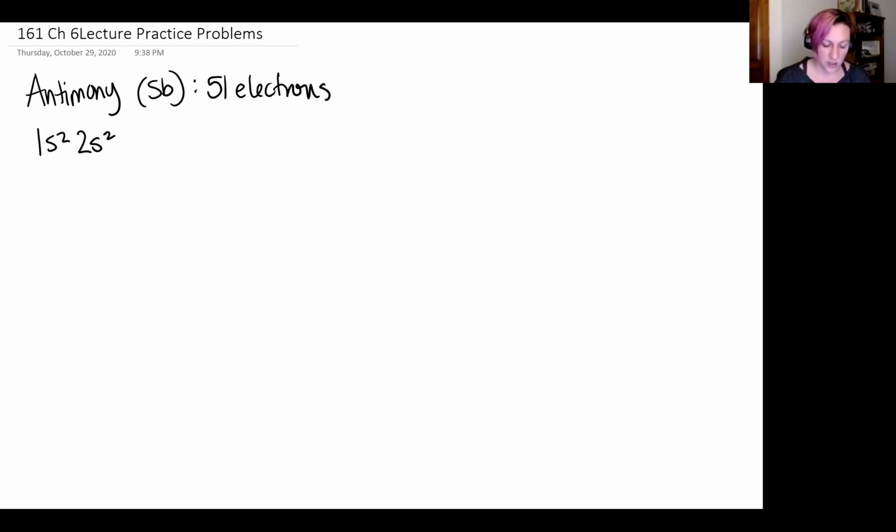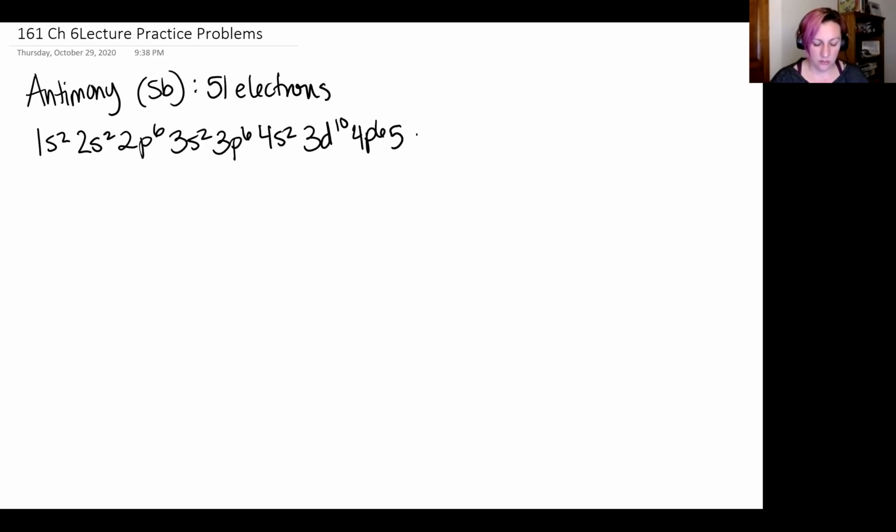I'm going to start putting these out in order: 1s2, 2s2, 2p6, 3s2, 3p6, 4s2, 3d10, 4p6, 5s2, then we have 4d10, and then we'll have 5p. Looking at antimony, it's the third in the p block, but I can also count up my total number of electrons in my superscripts. And I see I need 3 more, so it'll be 5p3.